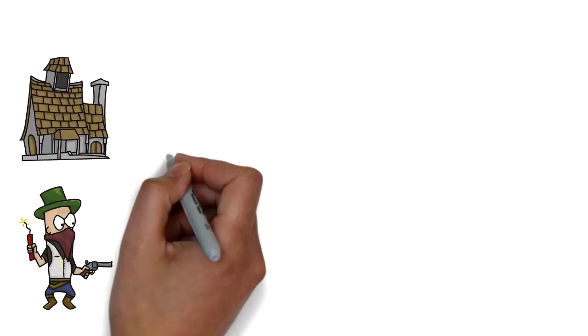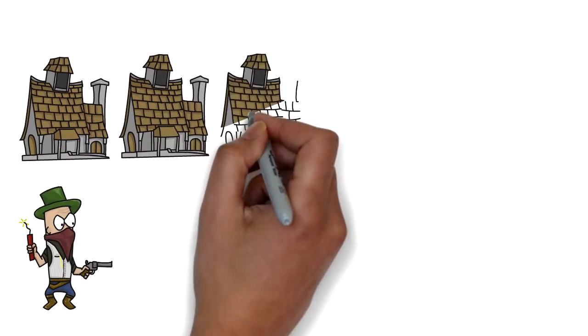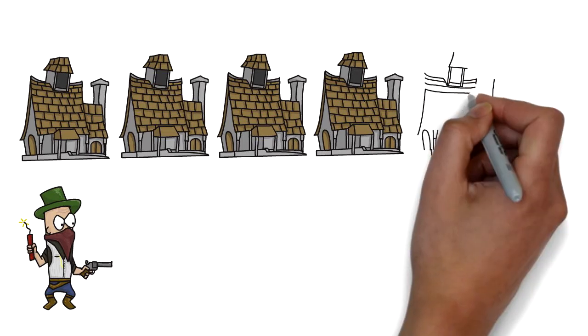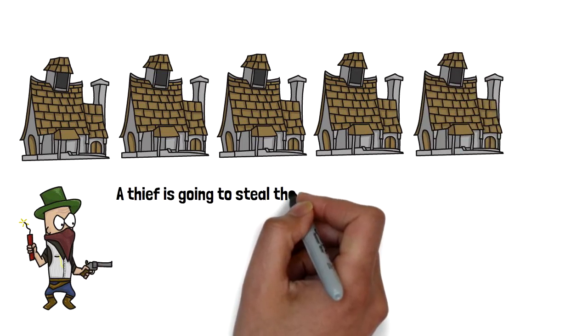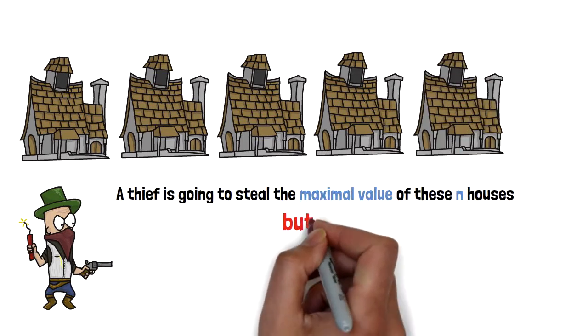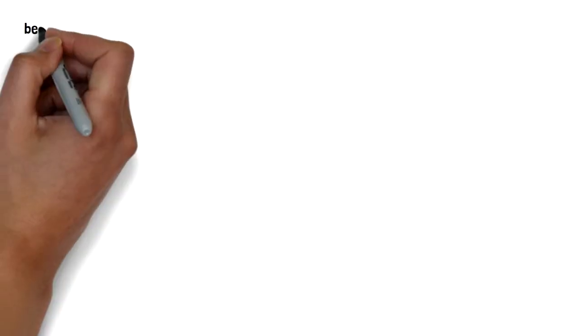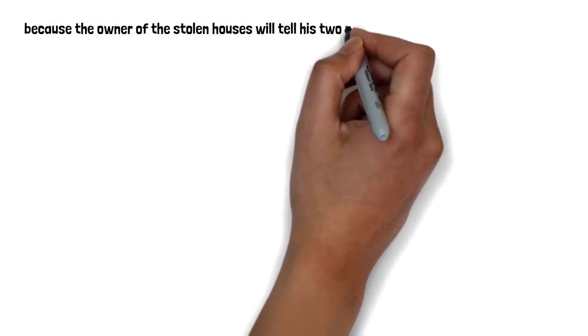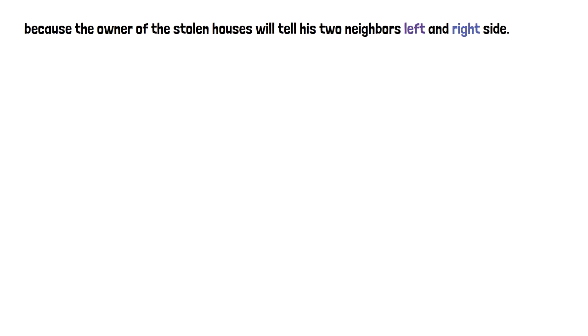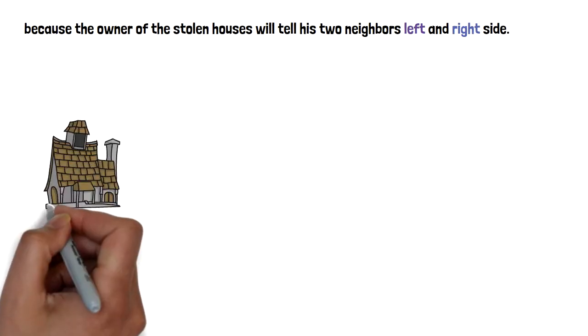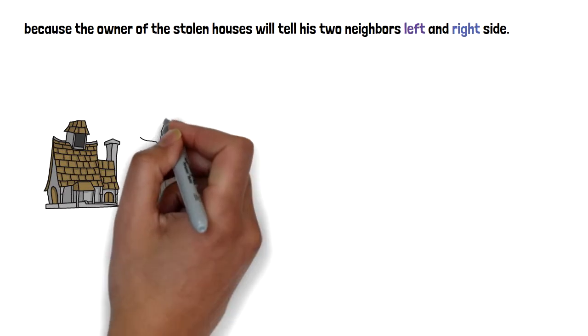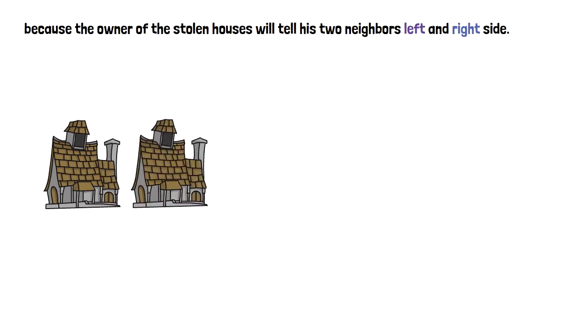So the question is, a thief is going to steal the maximum value from these n houses, but there is a catch. He can't steal in two adjacent houses. Why? Because the owner of the stolen house will tell his two neighbors on the left and right side. So we have to find the maximum stolen value.